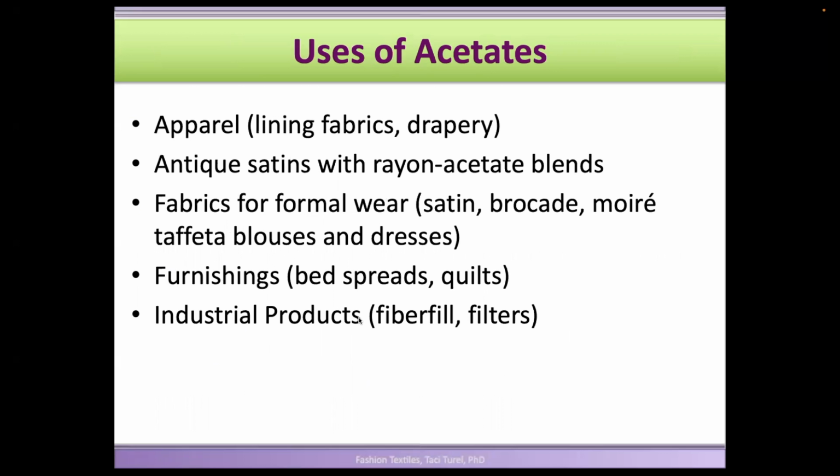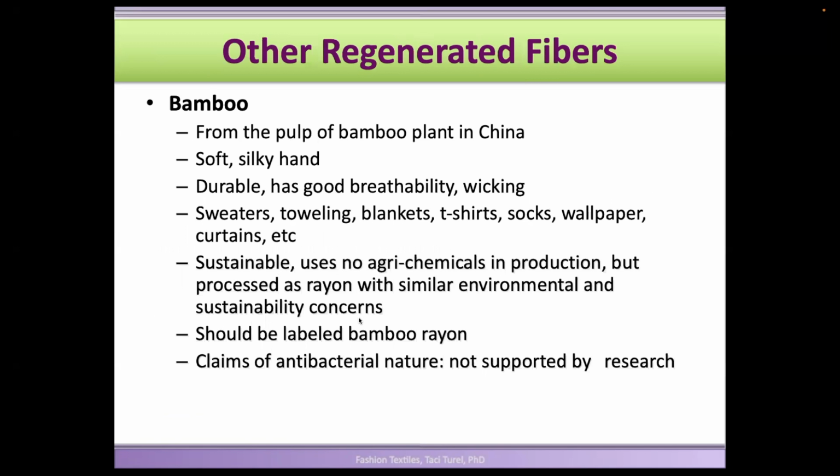These are some of the uses. Like I said, we use them a lot in linings and also drapery sometimes. Satin fabrics, brocade fabrics, moire fabrics, taffeta, those are made usually out of acetate as well. We use them in bedspreads, quilts, furnishing, or we can also use them for fiber fill or filters and things like that.